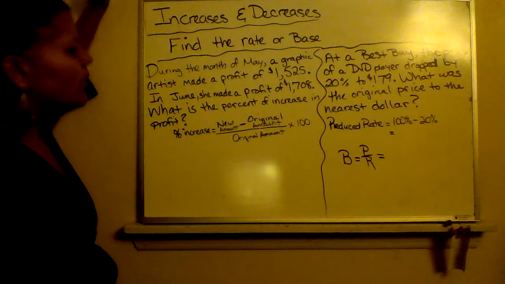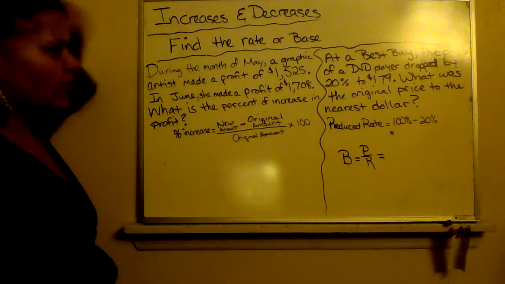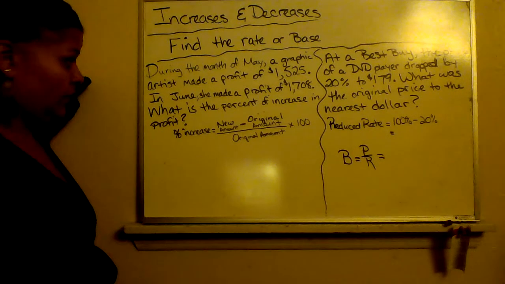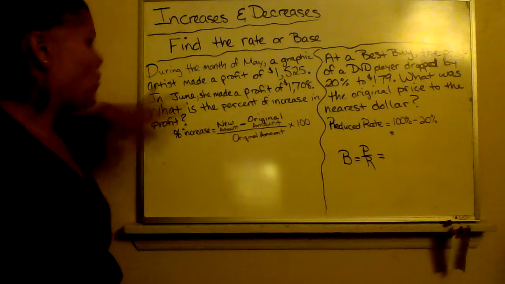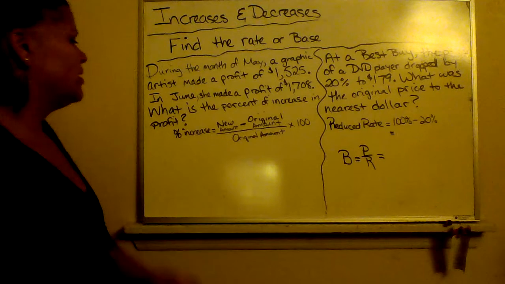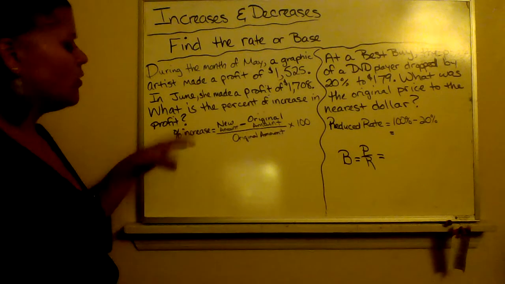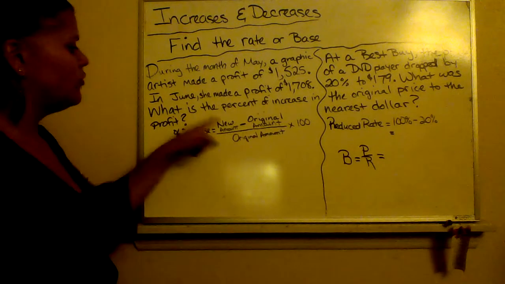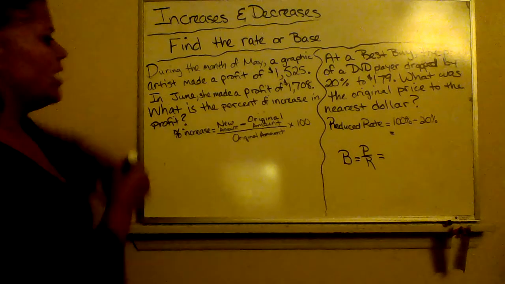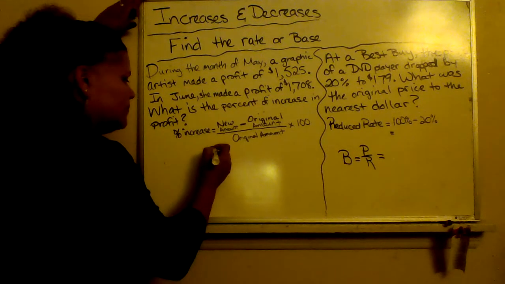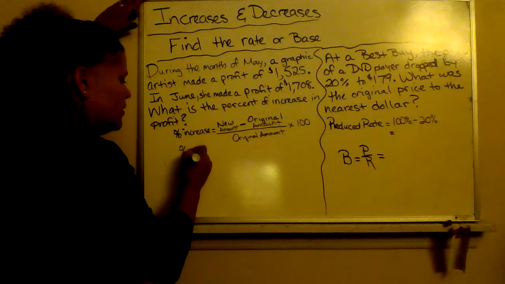During the month of May, a graphic artist made a profit of $1,525. In June, she made a profit of $1,708. What is the percent of increase in profit? So in order to calculate this, you have to take your new amount, which is the 1,708, so percent increase.